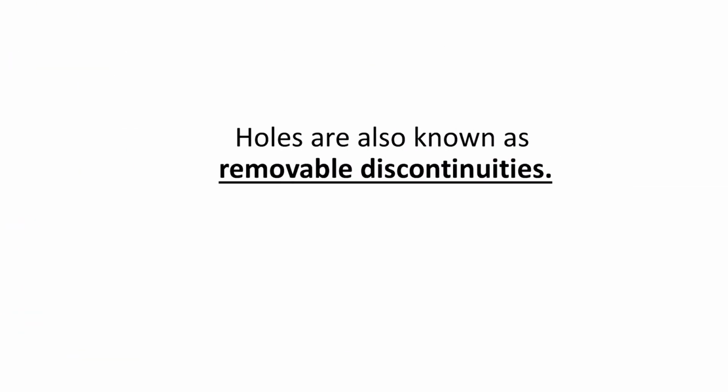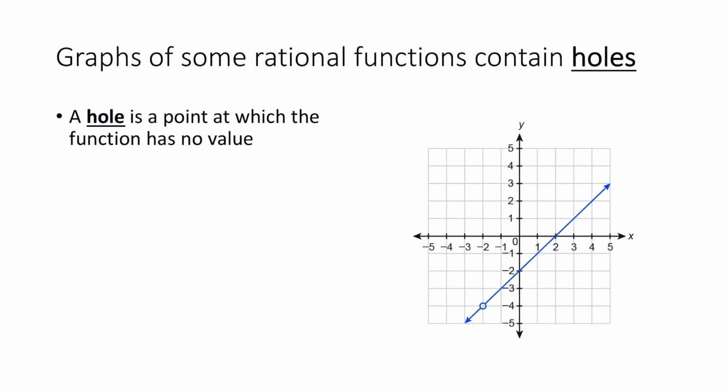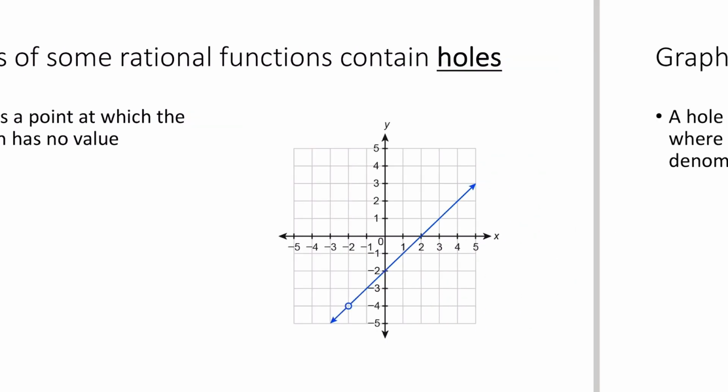So holes are also known as removable discontinuities, and the reason is that if this hole was filled in, this would be a continuous function. It's a removable discontinuity because if the point existed, the function would be continuous, but it does not. So that's why the function has a discontinuity there.